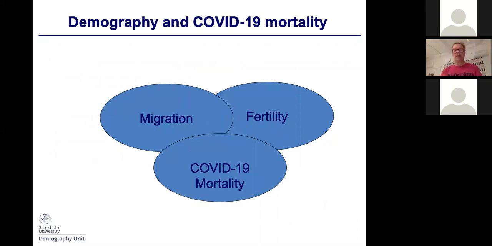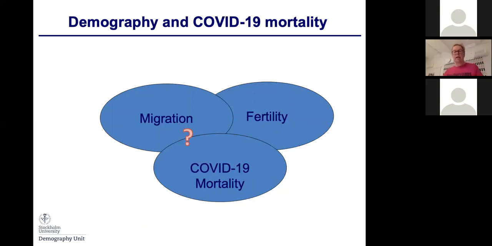So we have here the three population processes again: migration, fertility, and mortality. And in normal times, I usually think that most of the excitement is found in the intersection of the different demographic processes, for example, migration and fertility, where I have done research. And this also holds for the current situation.